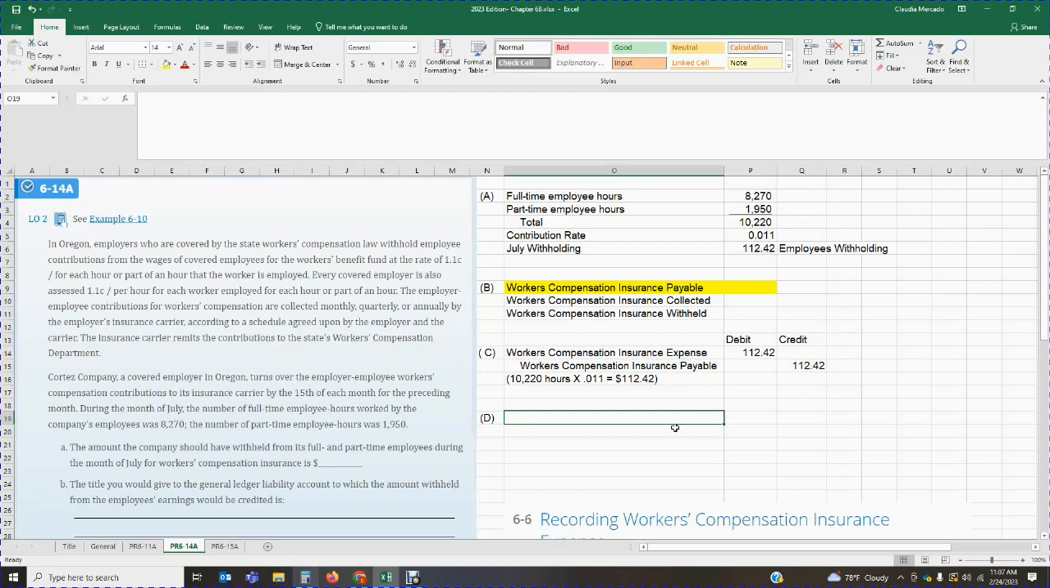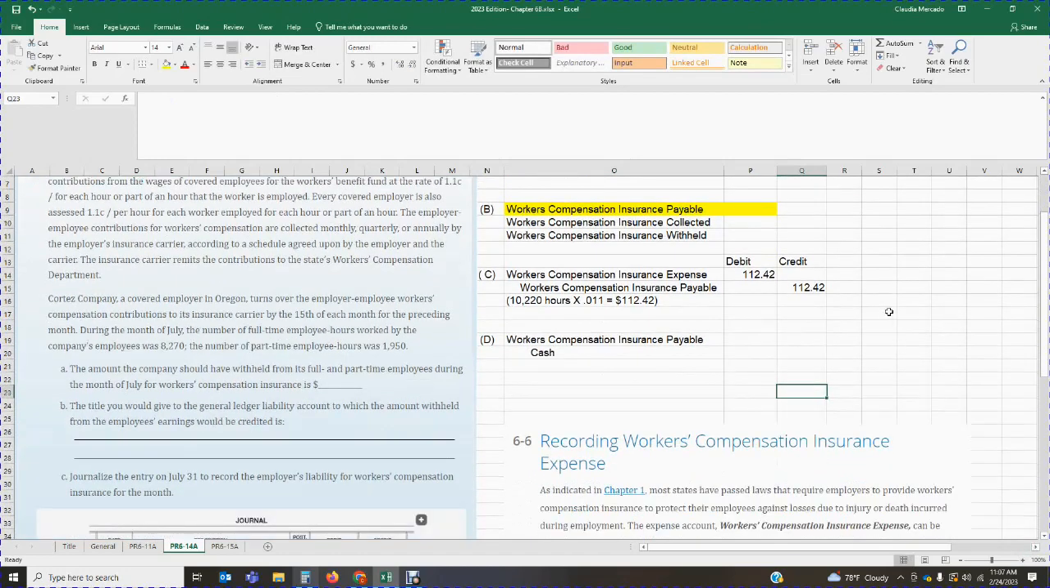So now we have to remit the payment for the total of those two. Okay, so what are we going to do? I'm going to debit my workers' compensation insurance payable. I'm going to take the money out from there. And how do we make payments? With cash.